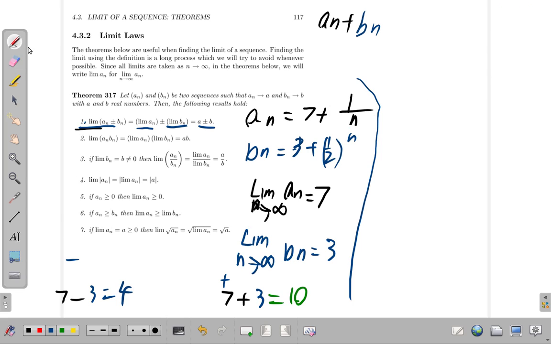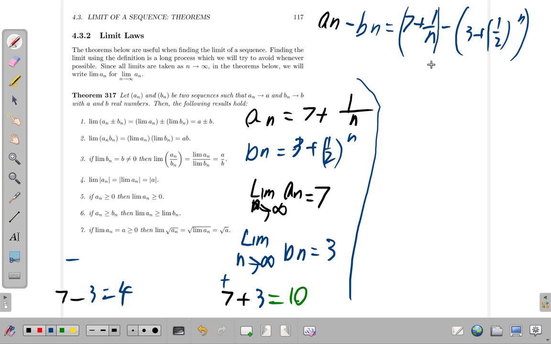Remember, this is saying plus or minus, so an plus or minus bn. We haven't done the minus part for this, so let's do the minus part. an minus bn equals 7 plus 1 over n, minus, let's put them in brackets, bn, which is 3 plus half to the power of n. Let's see what happens here: 7 plus 1 over n minus 3 minus half to the n.